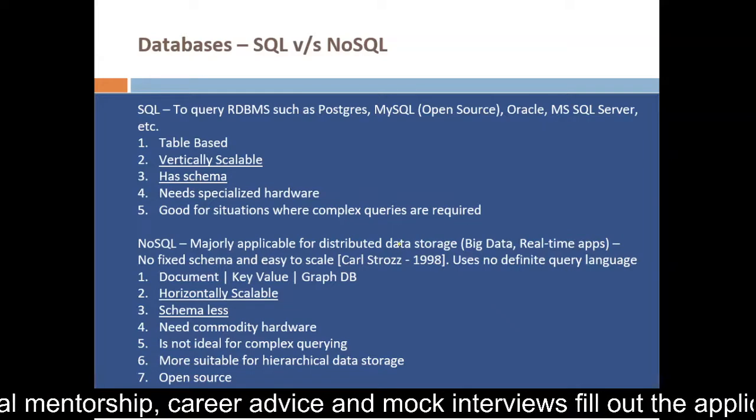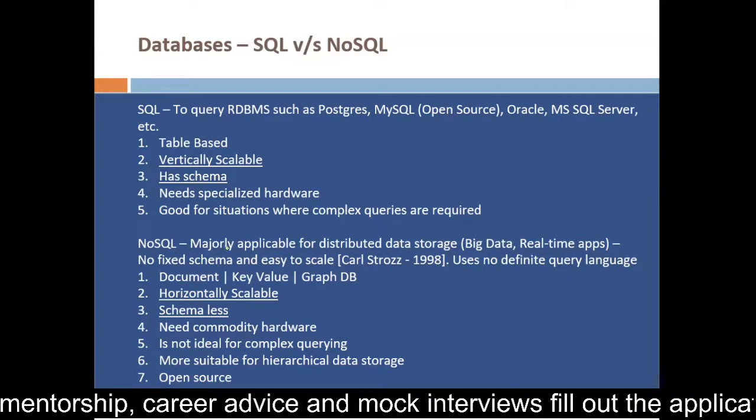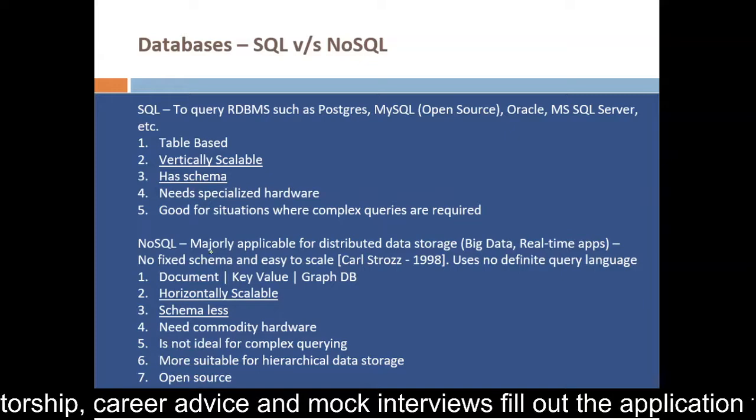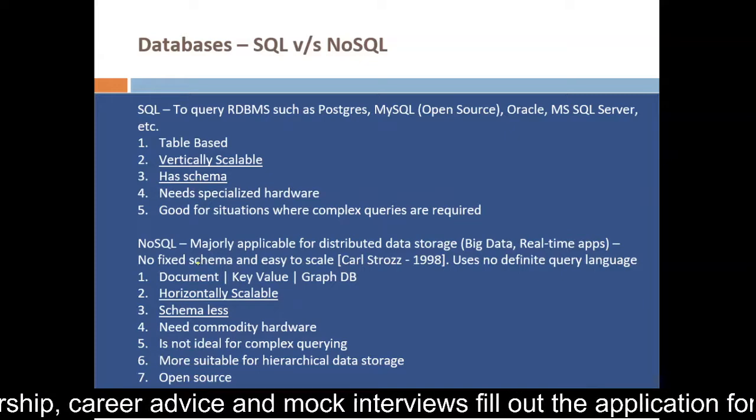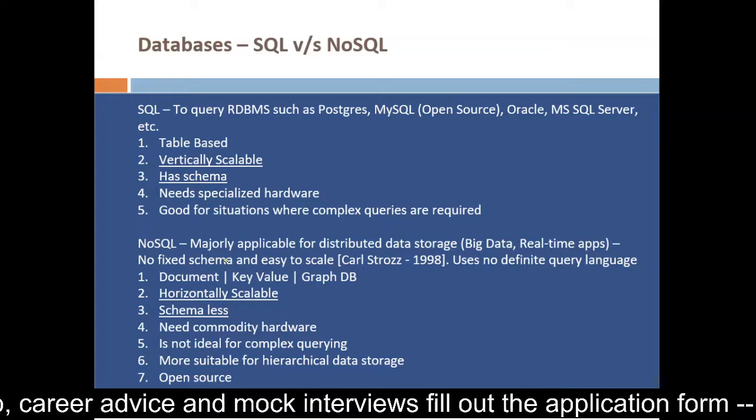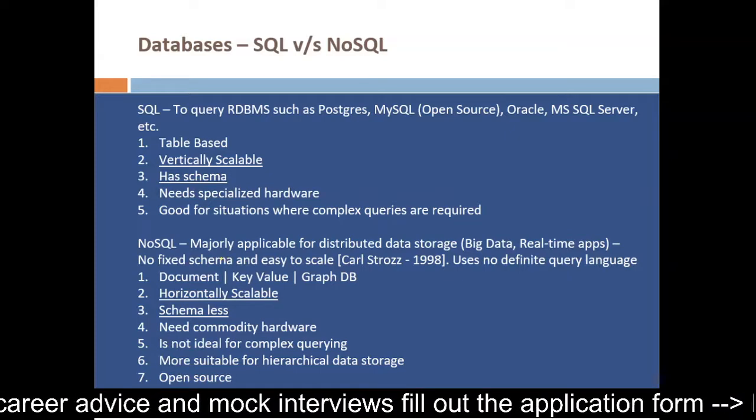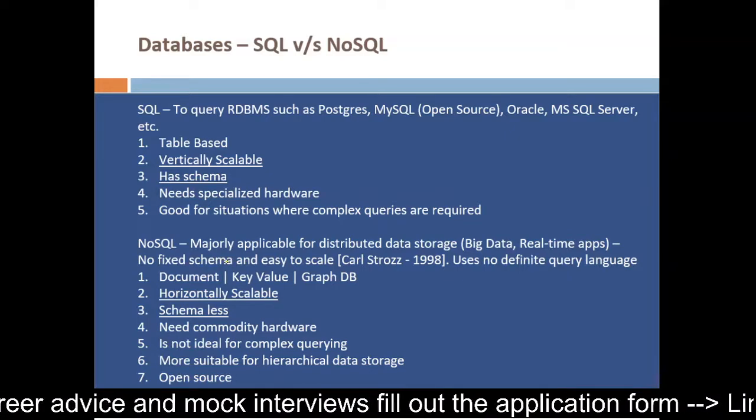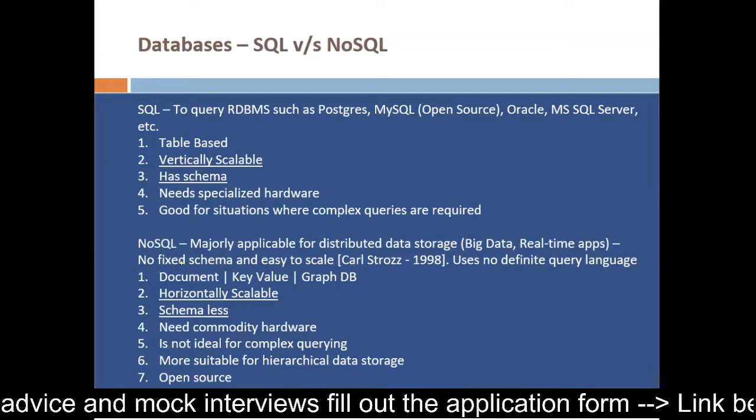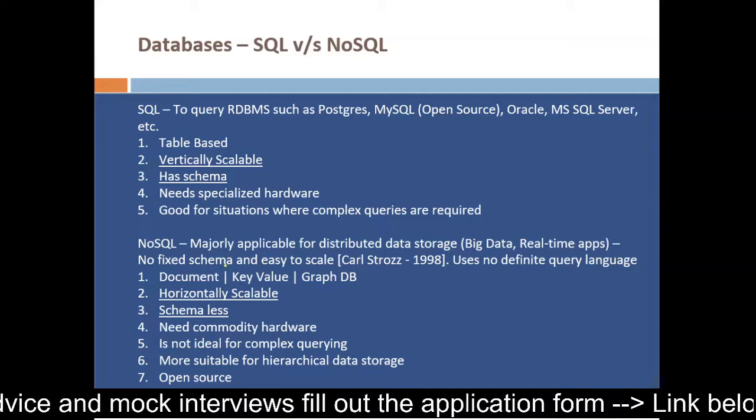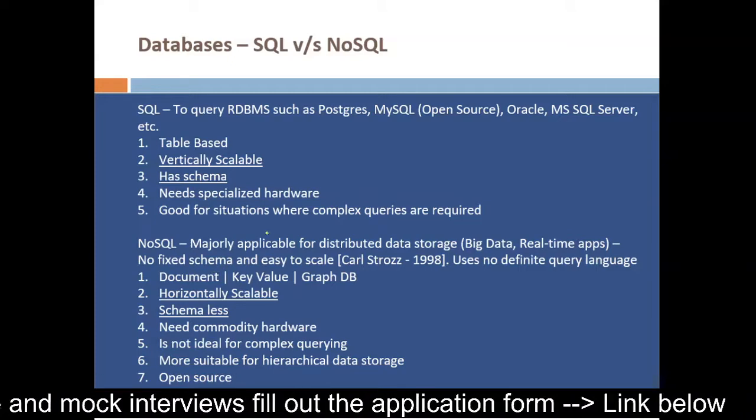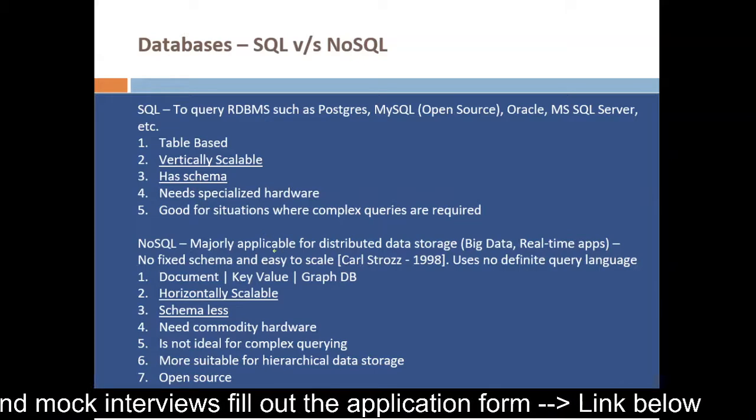A distinct feature of NoSQL databases is that there's no fixed schema. Now we will come to this concept of schema and what we mean by schema, and we'll go into that in the subsequent slide. But for now, just remember that we do not have a fixed schema in a NoSQL database. Now it doesn't mean that we do not have a schema. What it says is that there's no fixed schema. And also this is easy to scale.